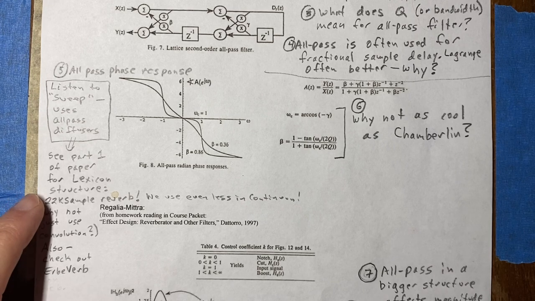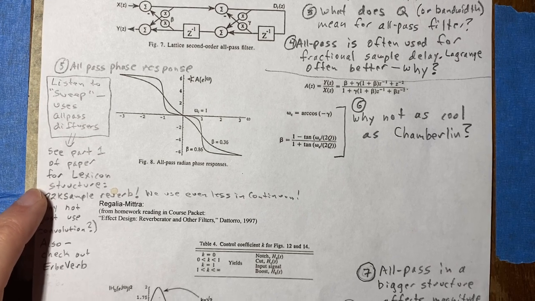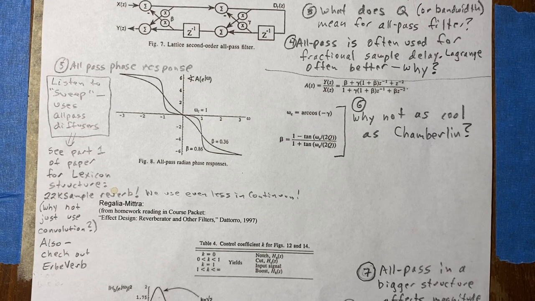And this other part, the first part of this paper, was not assigned for homework because I thought it was too much. But look at part one of the paper if you're interested in reverb. This is a very famous older reverb, a Lexicon reverb. This is the only place I've seen it described. And in fact, what's inside the Continuum was based on that.